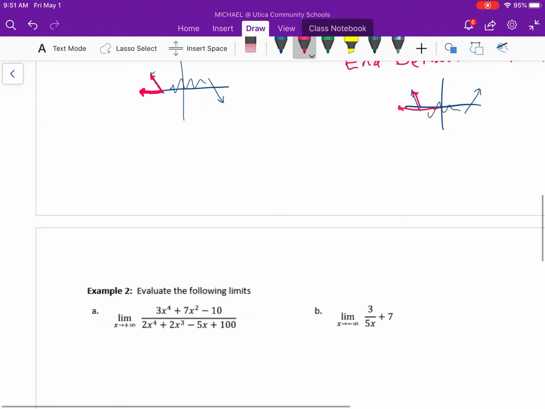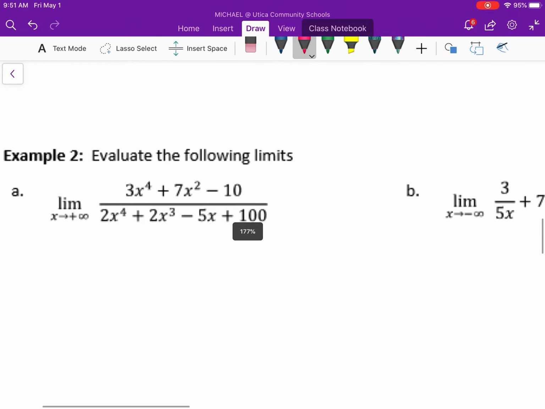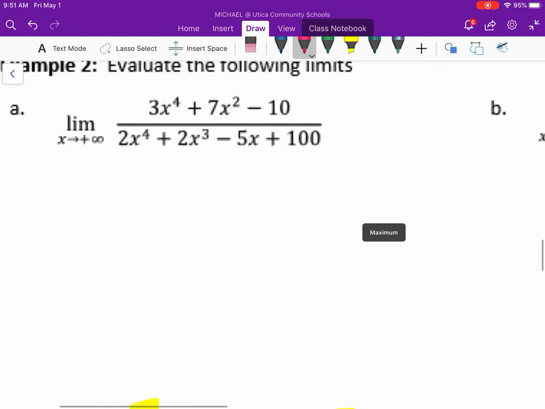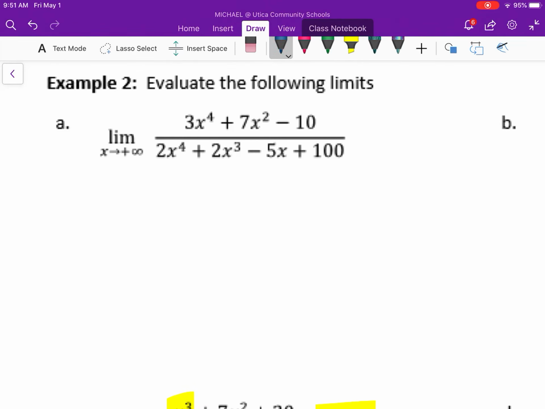All right, moving on to example 2. This time we have some rational functions. So we need to look at those 3 scenarios for our horizontal asymptote, slant asymptote, whatever that might be. So we look at the degrees, in this case 4th degree on top and bottom, which means that we have a horizontal asymptote at y equals 3/2.